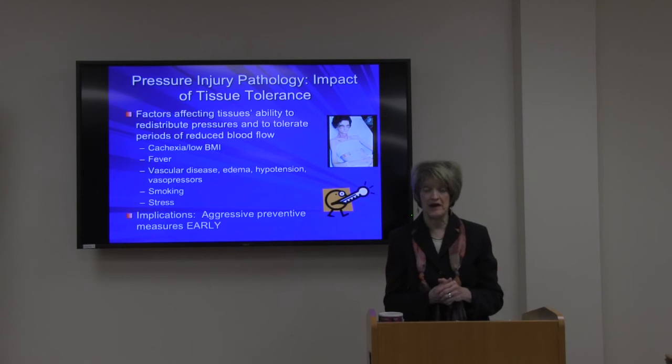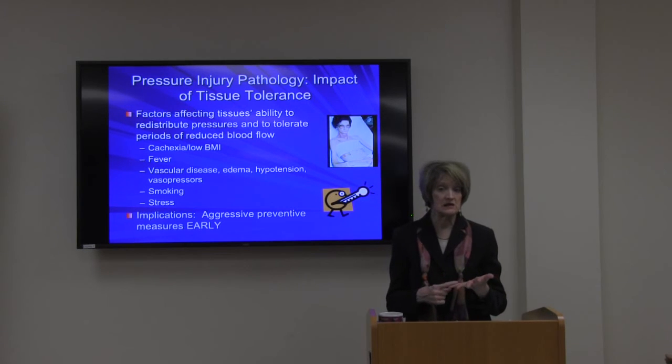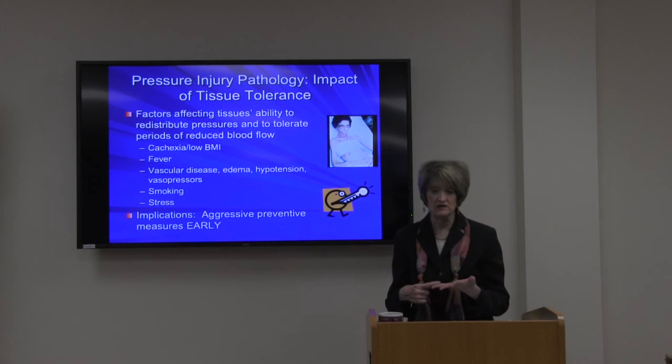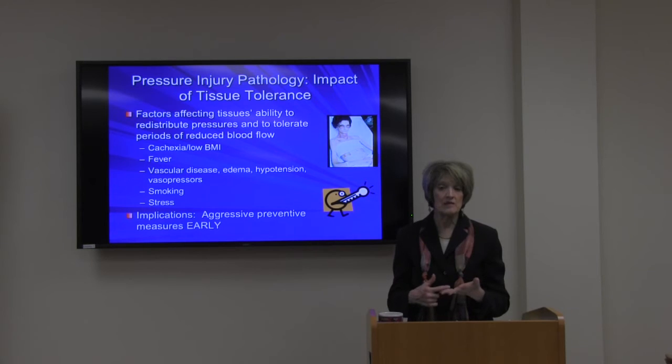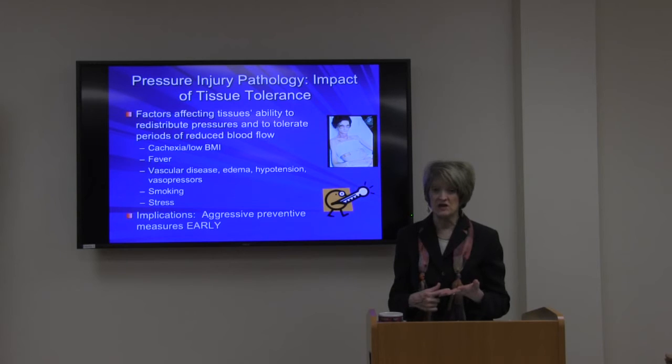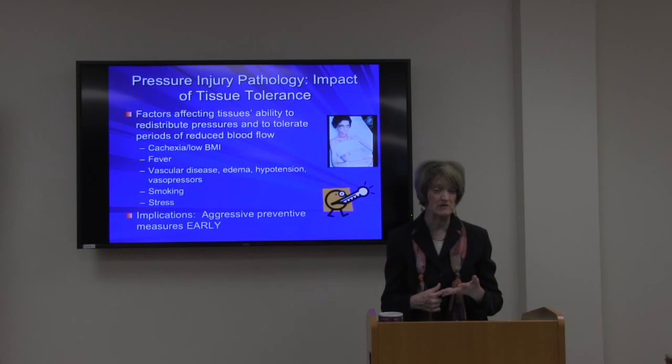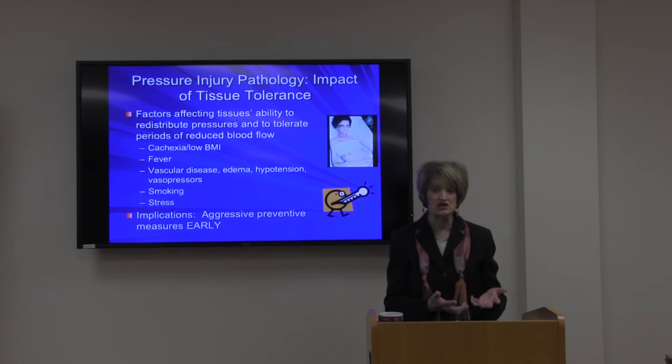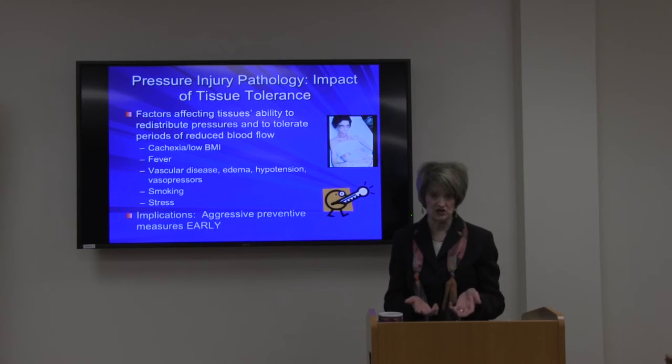But the patient in bed A is malnourished and underweight, whereas the patient in bed B is 20% overweight. The patient in bed A is febrile, the patient in bed B is afebrile. Patient in bed A is hypotensive on vasopressors and in septic shock, the patient in bed B is not. So obviously the patient in bed A is going to be much higher risk. So there are things that make someone much more vulnerable to the effects of pressure and shear.